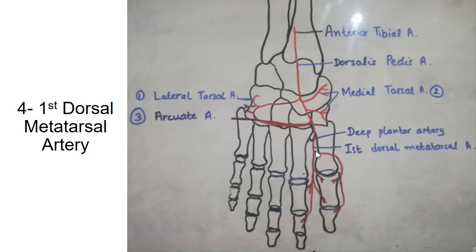So first dorsal metatarsal artery, it supplies the medial side of the great toe and lateral side of the great toe and medial side of the second toe. Now what about the other toes? The lateral 4 toes, these are supplied by branches from the Arcuate Artery. Let's talk about these branches.